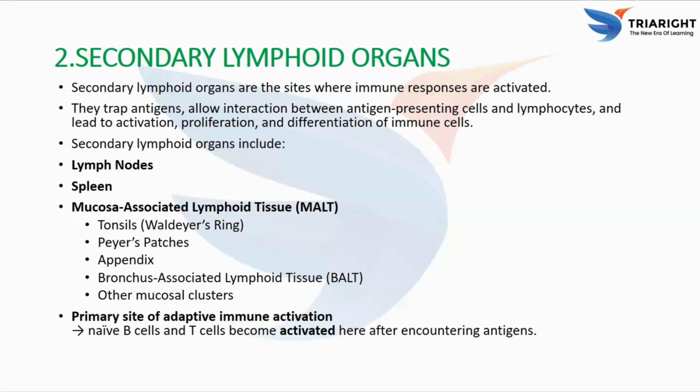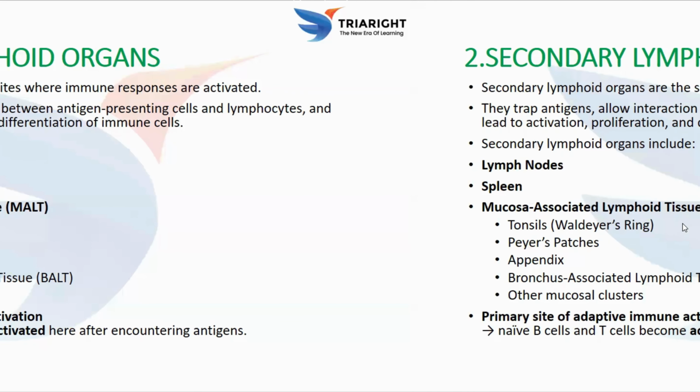So what is the key function of secondary lymphoid organs? It is the primary site of adaptive immune activation. This is where the naive B cells and T cells become activated after meeting antigens. Once activated, B cells form plasma cells, which produce the antibodies, whereas T cells become cytotoxic T cells or helper T cells. So let's discuss each and every lymphoid organ in brief.